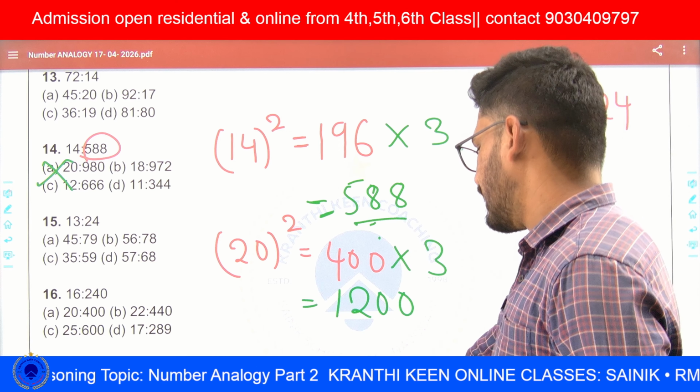11 square is how much? 11 square is nothing but 121. But in the second case, we have to subtract minus 1. That is 120. 120, where is it in the options? In option A. I hope you understand what pattern has actually been followed.